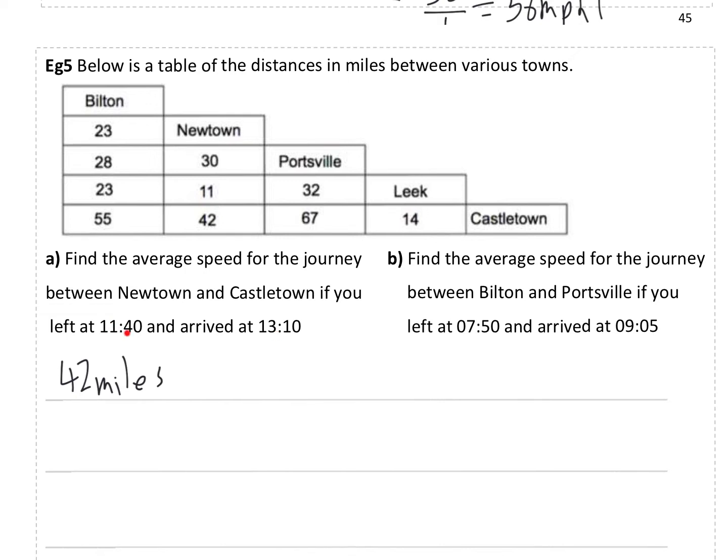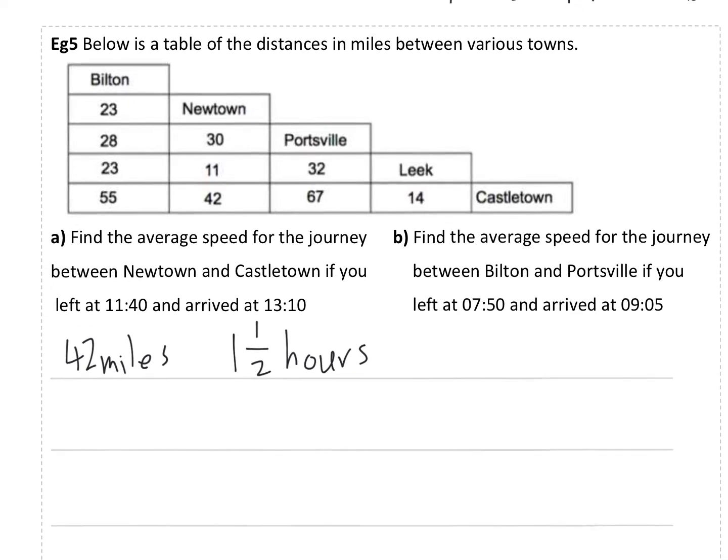And how long is it between 11:40 and 13:10? Well, 20 minutes would take you up to 12. Another hour would take you up to 1 or 13. So that's 1 hour 20. And then an extra 10 minutes to get to 13:10. So that's 20 minutes, 60 minutes, and another 10 minutes. That would be 90 minutes in total, or 1.5 hours, or 3/2 of an hour.